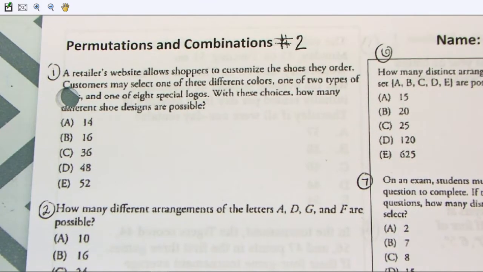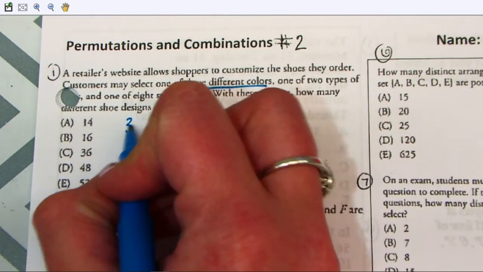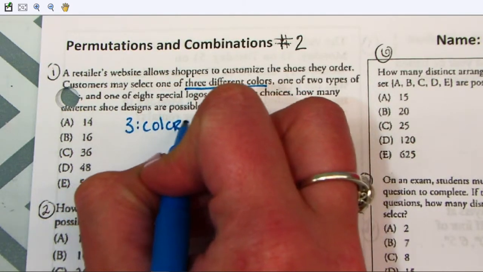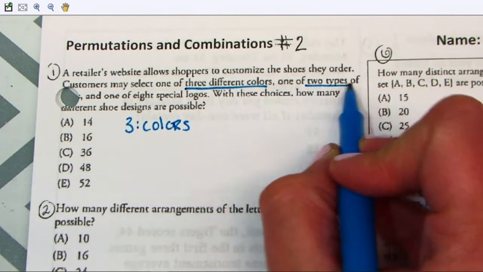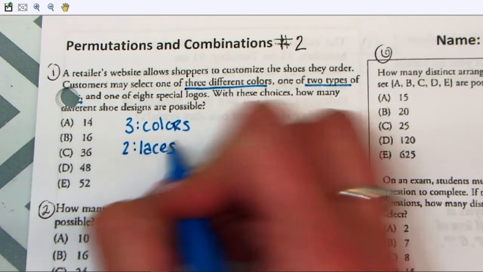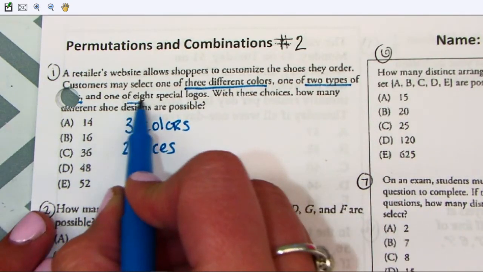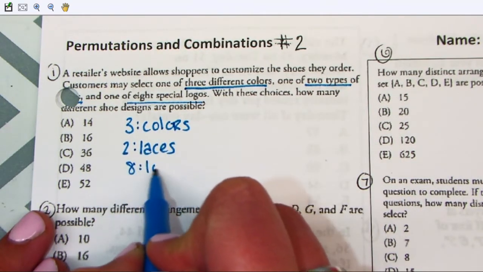It says a retailer's website allows shoppers to customize shoes they order. Customers may select from one of 3 different colors. So they have 3 colors they can pick from. One of 2 types of laces, and I'm sorry, that got cut off with the hole punch, but those are laces. And then they can choose one of 8 special logos.